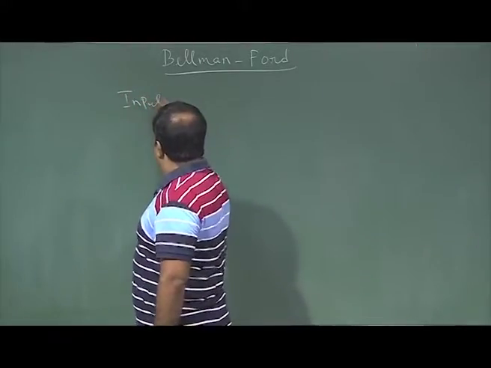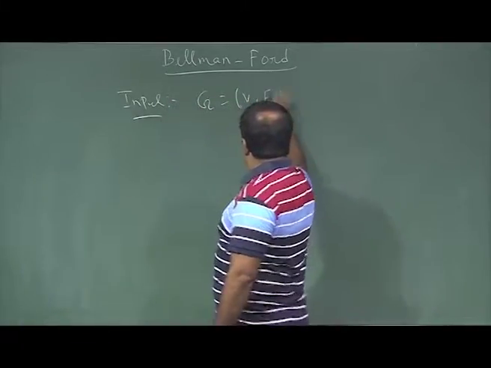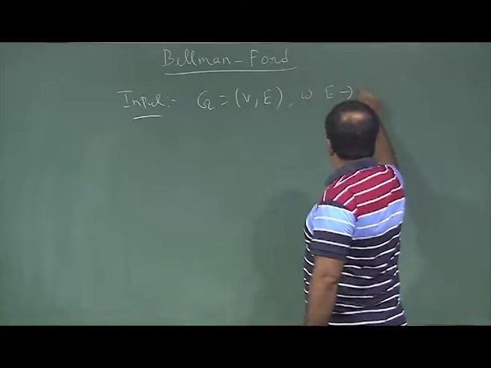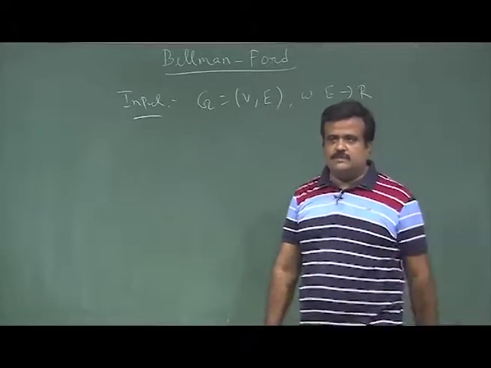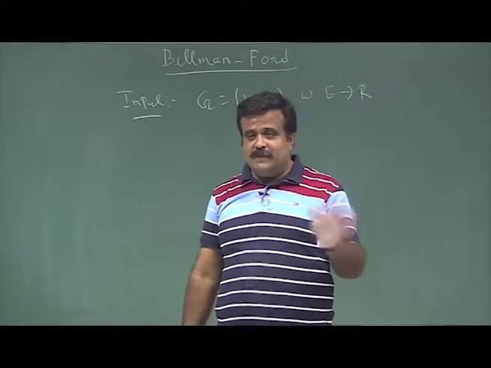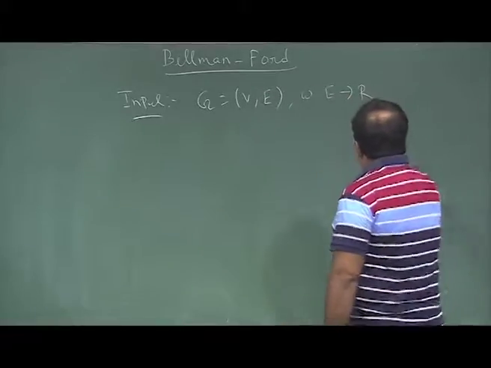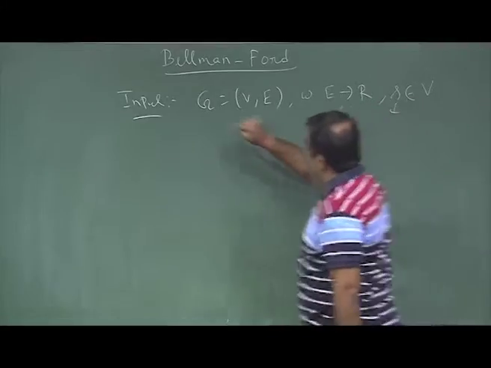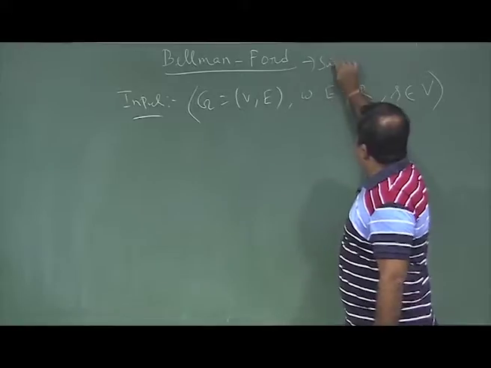The input is basically a directed graph (V, E) and the edge weight, so this is basically w: E to R. Here there is no restriction of non-negative edges, so an edge could be negative also. That means there is a chance of a negative cycle. But anyway, Bellman-Ford can handle that. And there is a source vertex, which is also another input.